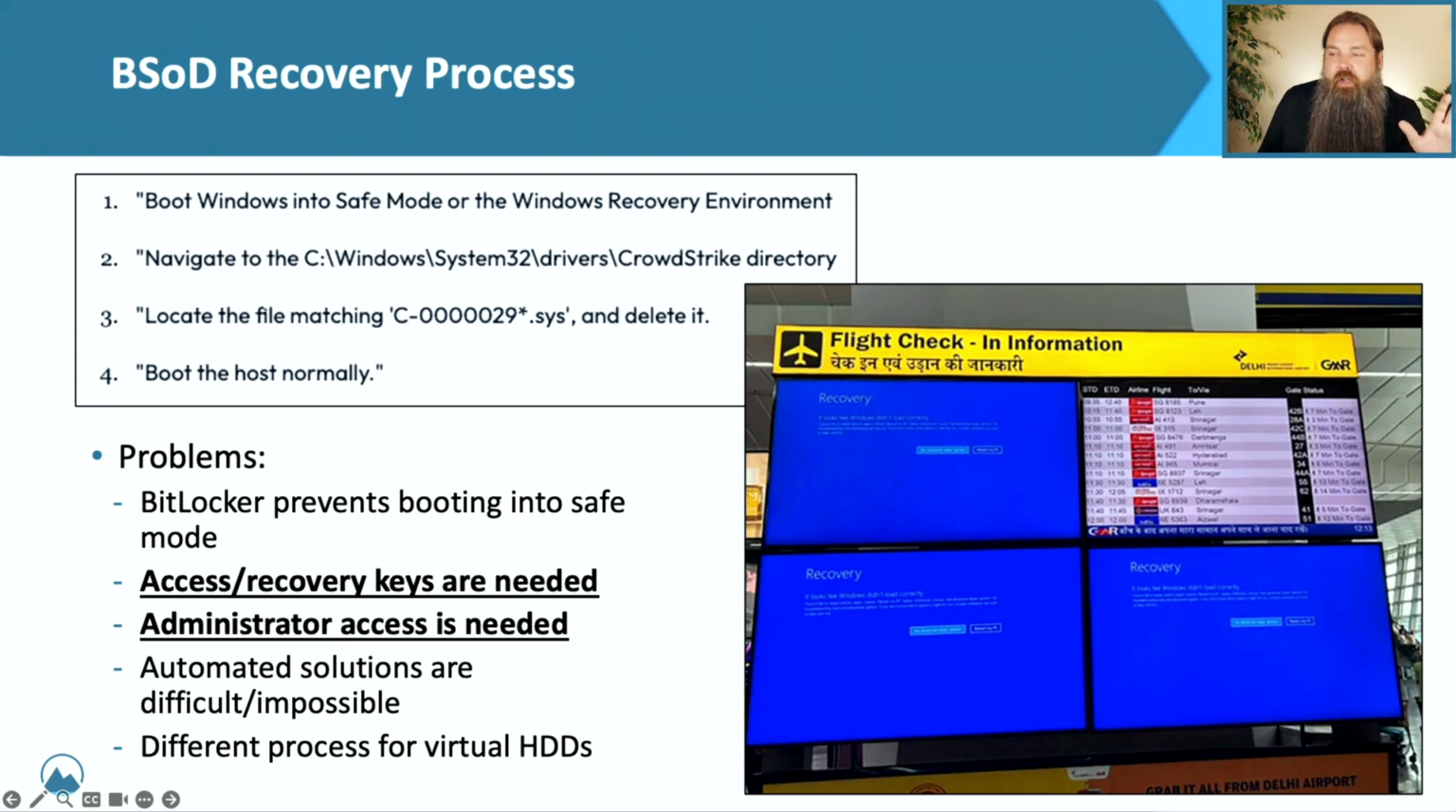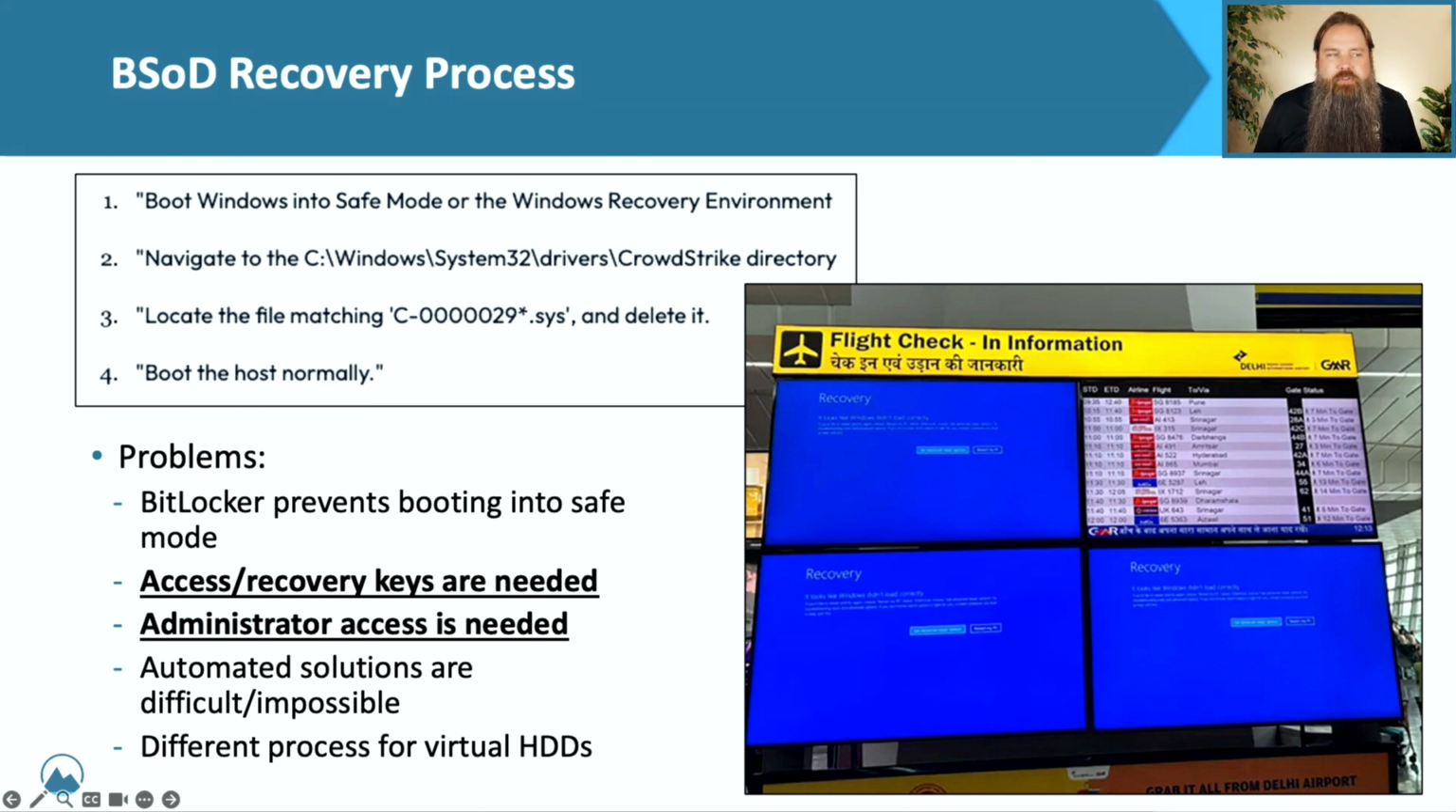Here's the instructions that CrowdStrike gave us. They wanted us to boot the computer into safe mode and then get into the Windows recovery environment. They wanted us to navigate to a specific folder, delete a specific file, and then we could reboot the computer normally, which sounds pretty simple, right? I mean, that sounds like pretty basic activity that almost any junior IT staff could do. But there were problems associated with that a lot of people didn't think about at first.